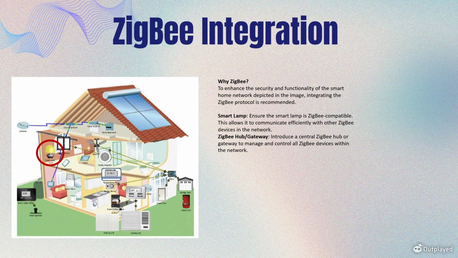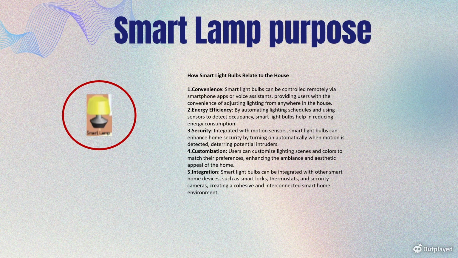So, how do we integrate ZigBee into the smart home? First of all, why ZigBee? It is because we want to enhance the security and functionality of the smart home network depicted in the image. Integrating the ZigBee protocol is recommended. For the smart lamp, we would like to make sure, firstly, that the smart lamp is ZigBee compatible. Therefore, this allows it to communicate efficiently with other ZigBee devices in the network. Next, we have the ZigBee hub or gateway: we introduce a centralized ZigBee hub or gateway to manage and control all ZigBee devices within the network.